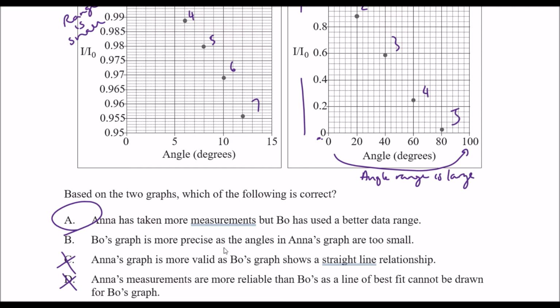In terms of precision, precision is how close we are to the exact answer. You can't really tell that from a graph. You have to look at other things. So precision is not something you can tell using a graph of data.